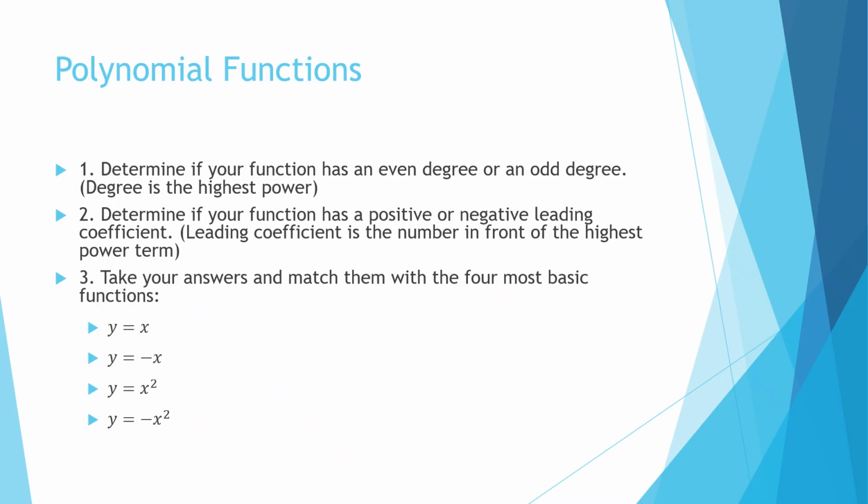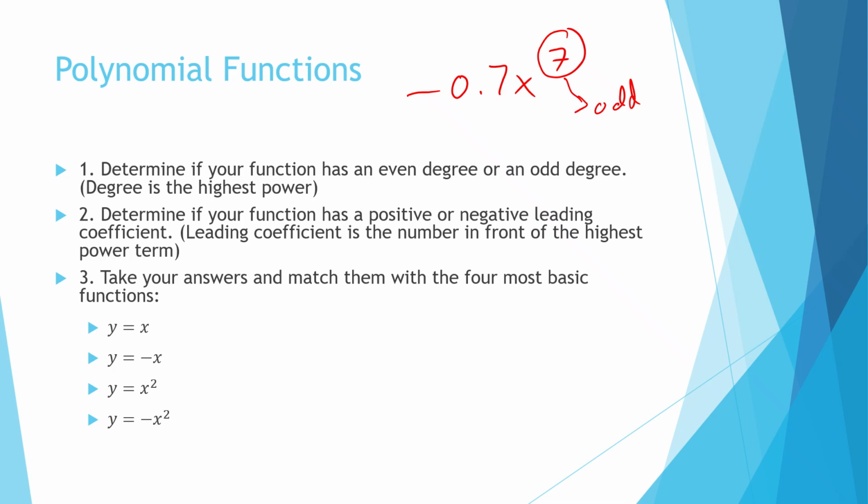So let's start off here with polynomial functions. Basically, these are the 3 steps that we want to work on to determine the end behavior of polynomial functions. So let's just say I give you a really basic one. We'll go negative 0.7 x to the 7th, right? What will that end behavior look like? So step 1, determine if your function has an even or an odd degree. That's going to be the highest exponent you see. So here, this is going to have an odd degree.